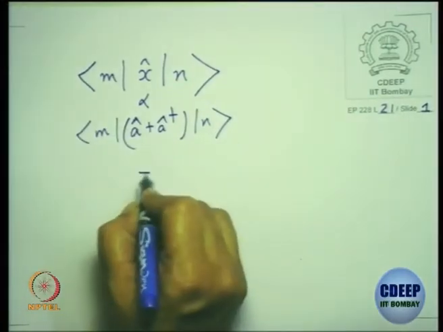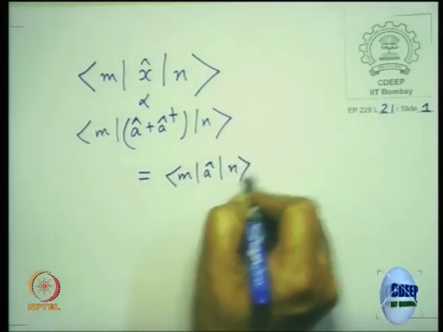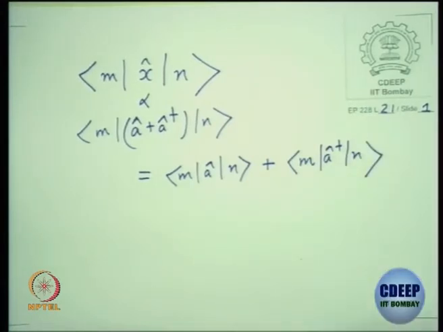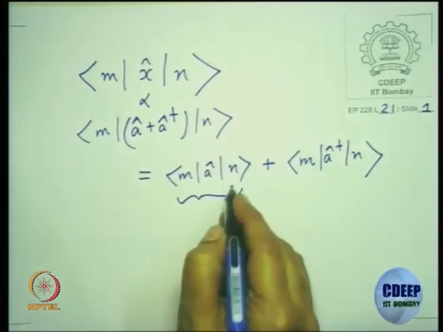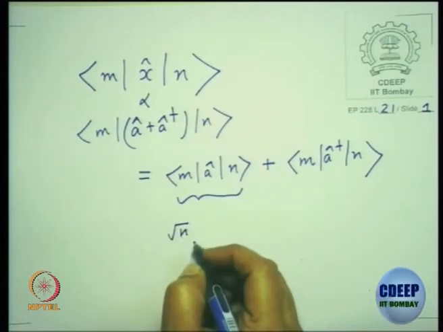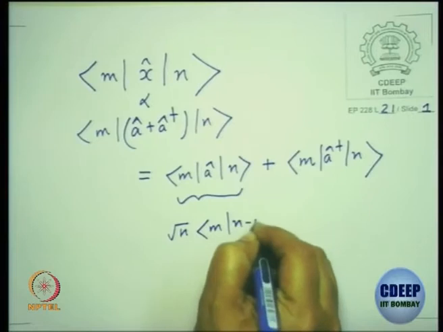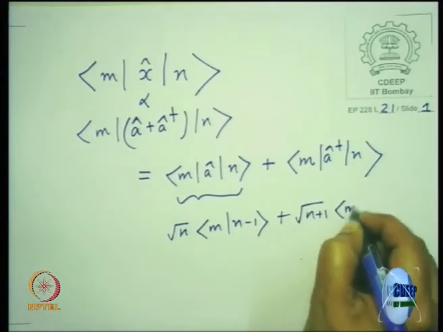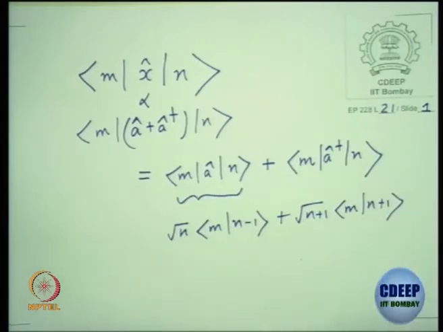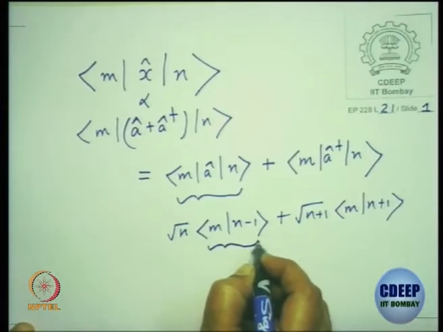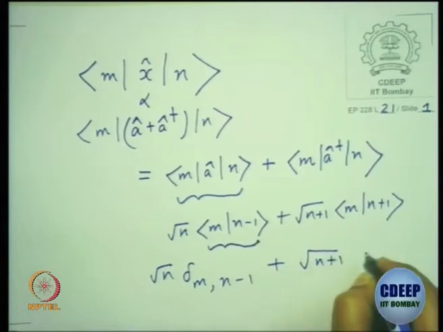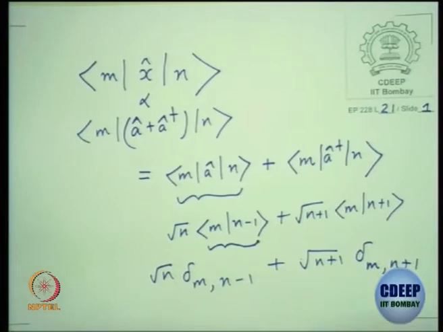So this is nothing but the matrix element m a n plus m a dagger n. What is this? A on n gives root n times n minus 1, so you have m with n minus 1, and a dagger on n gives root n plus 1 times n plus 1, so m with n plus 1. These are all orthonormal, so it will be root n Kronecker delta plus root n plus 1 Kronecker delta. So this is what you will have, apart from the factors.